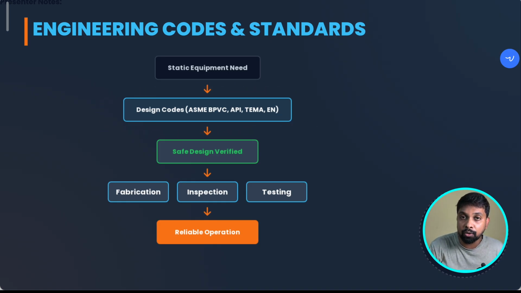Why are we using these codes? We are using them for design verification and safety verification. Did we design the particular equipment safely? Is it ready to be used? For those things we will use the code. How are we ensuring the safety? During fabrication, by inspecting, and also by testing. All this combined gives a reliable operation.